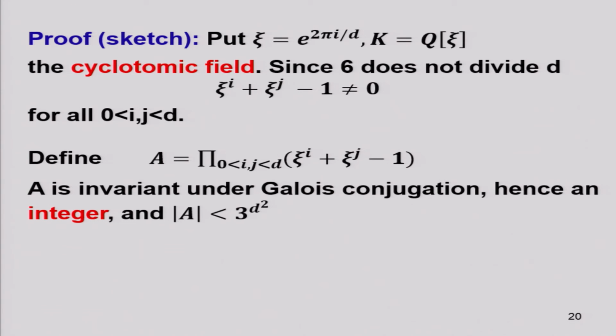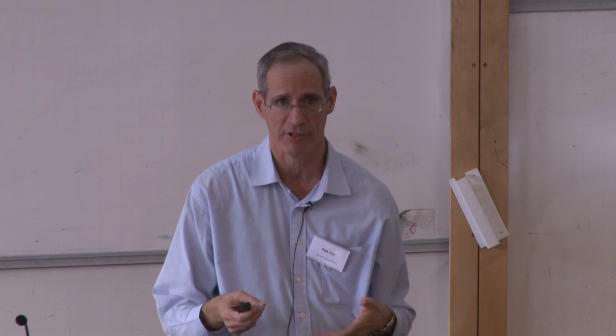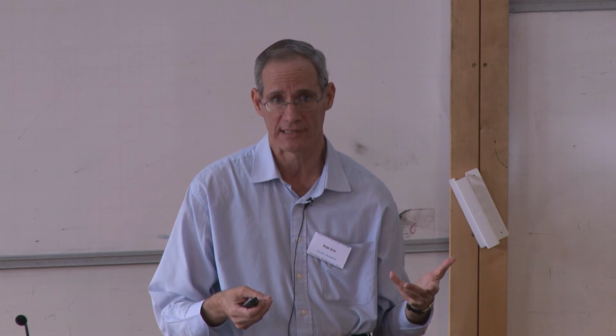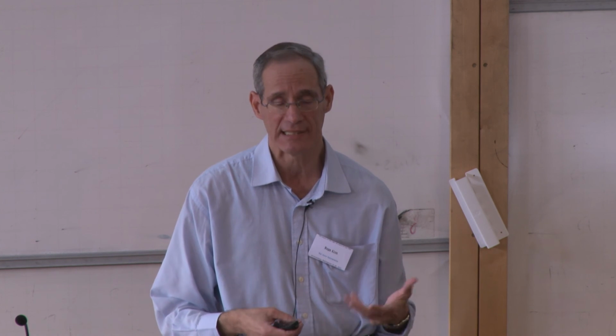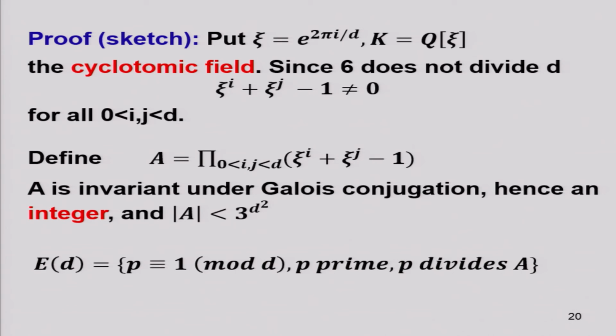And this thing is invariant under Galois conjugation. So if you map xi to the r for some r that is relatively prime to d, then this product stays the same. And because of this, it's an integer. So this is really an integer. And the size of this integer is, of course, less than 3 to the d squared, because it's a product of less than d squared things, and each of them is of absolute value less than 3, right? So this number is not divisible by too many primes.